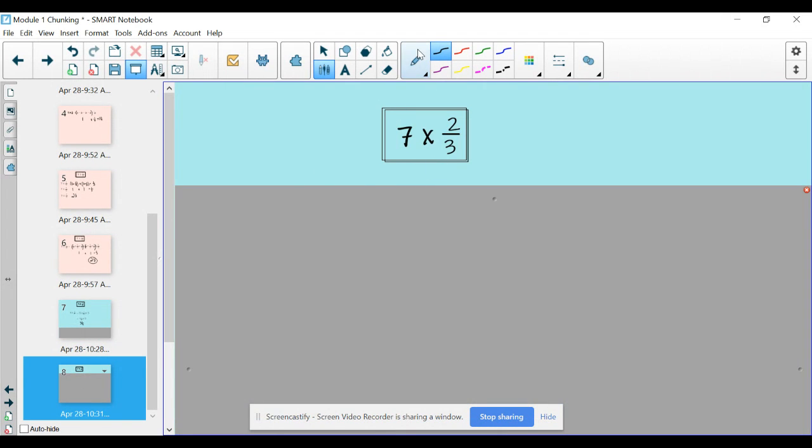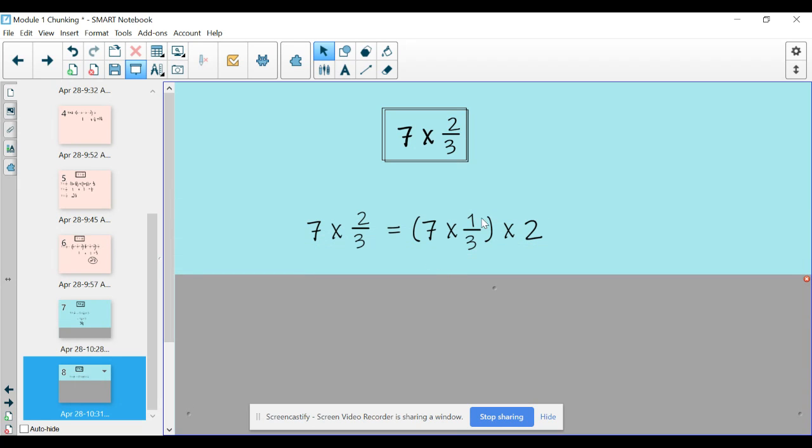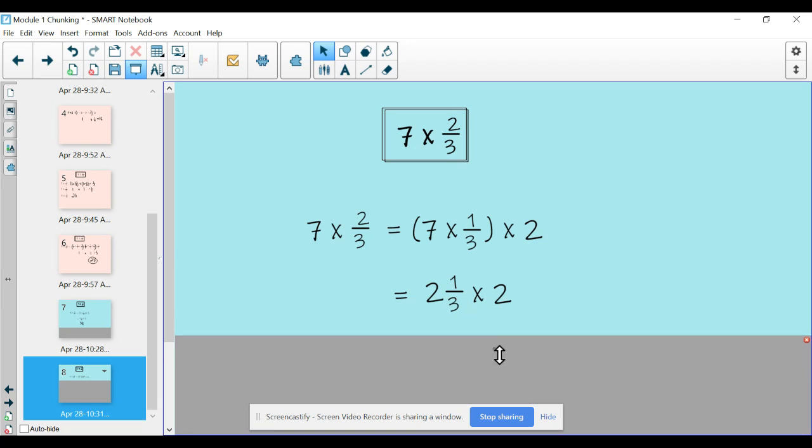Let's say we're doing 7 times 2/3. Again, this time what we're going to do is take our whole number times that unit fraction. So instead of 2/3, we're going to do 7 times 1/3 and then scale it up by 2, or times it by 2. So we're going to do 7 times 1/3, which we already know is 2 1/3. And then we're going to scale that up by 2. Why 2? Because that's the numerator.